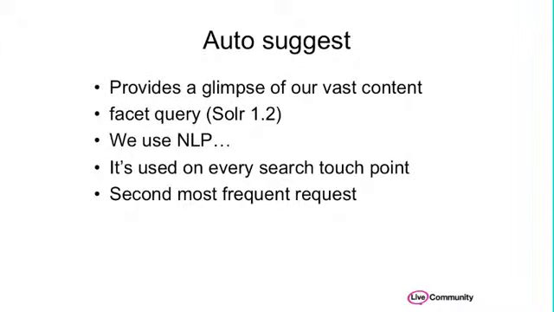It's a simple facet query. Our implementation is still really Solr 1.2. We're really excited about the features of 1.4 and 3.1, but we have yet to really take advantage of them. And we use NLP to make it better. Without it, it wouldn't be that useful, I don't think. It's on every search touch point of our product. It's the second most frequent request now, and that's really because of an initiative which I'm going to talk about a little later.